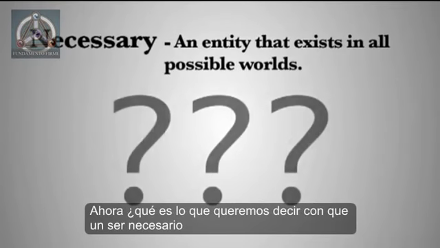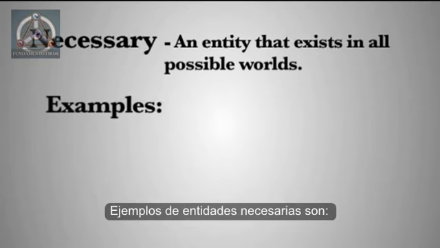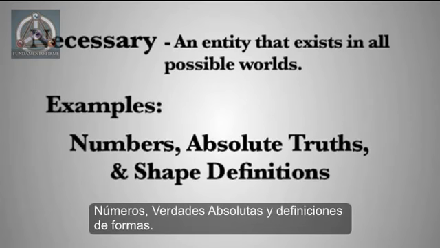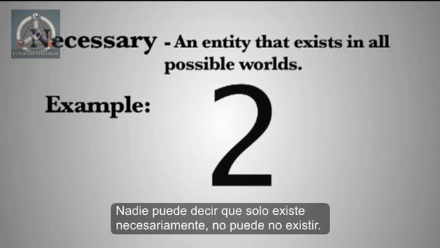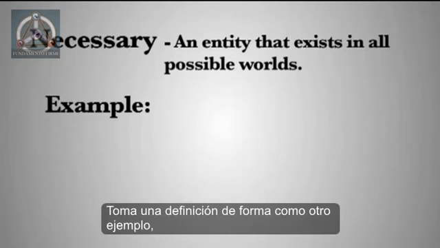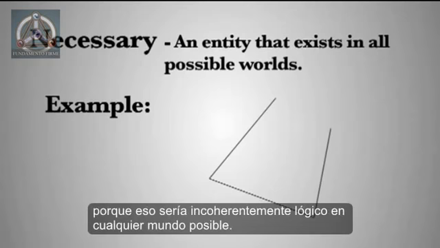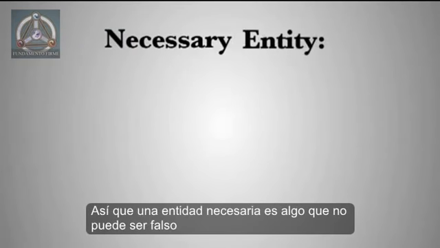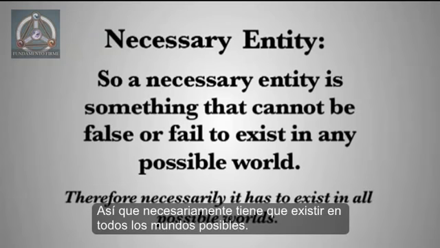Now, what do we mean when we say something necessarily has to exist in all possible worlds? Well, examples of necessary entities are numbers, absolute truths, and shape definitions. For example, take the number 2. No one created it, it just exists necessarily. It can't not exist. Take a shape definition for another example, such as a square must have 4 sides. A square cannot exist with only 3 sides, because that would be logically incoherent in any possible world. So a necessary entity is something that cannot be false or fail to exist in any possible world. Therefore, necessarily, it has to exist in all possible worlds.